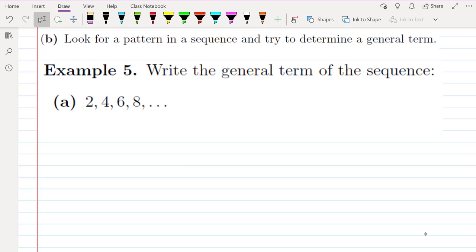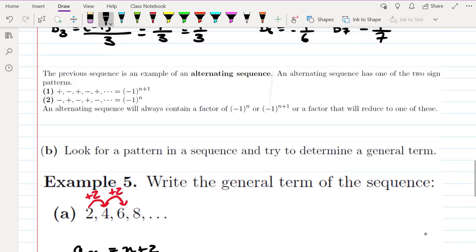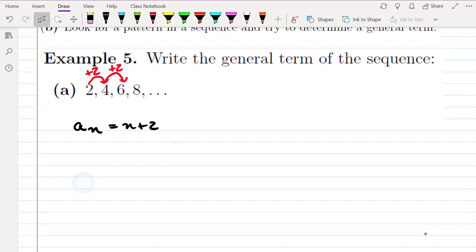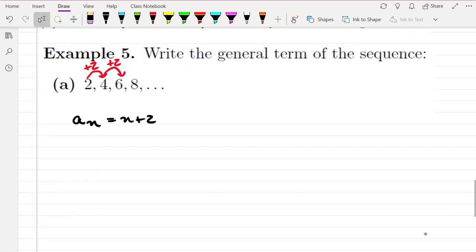So the first thing we want to do is look for a pattern. What is happening each time as we move to the next term? What happens when we go from 2 to 4, and from 4 to 6? Well, each time we are adding the same number, 2. We have to be a little bit careful because we might erroneously think that the rule is a sub n equals n plus 2, because we're adding 2 every single time. But that's not the case.